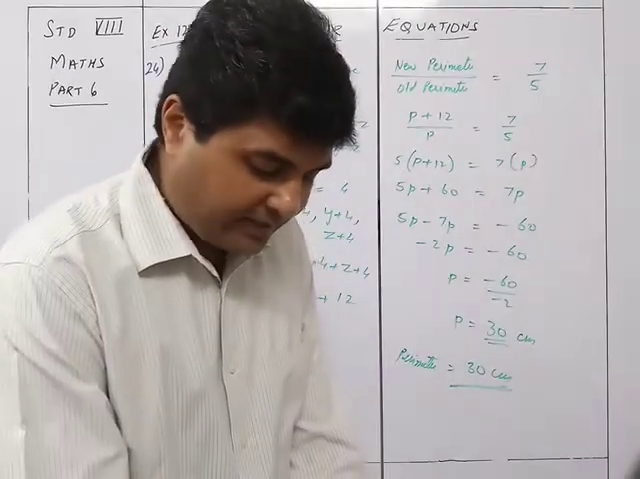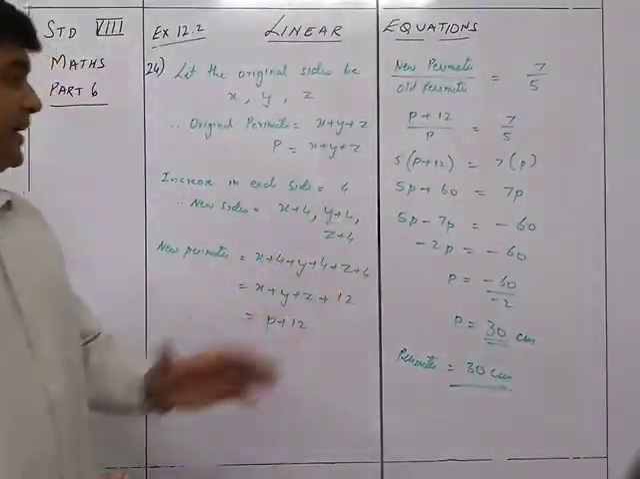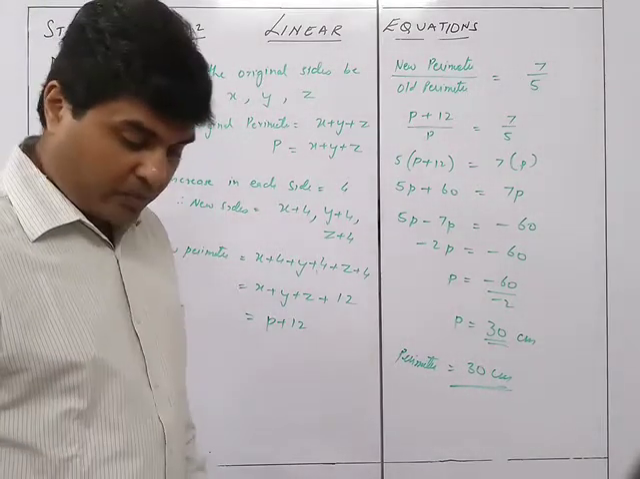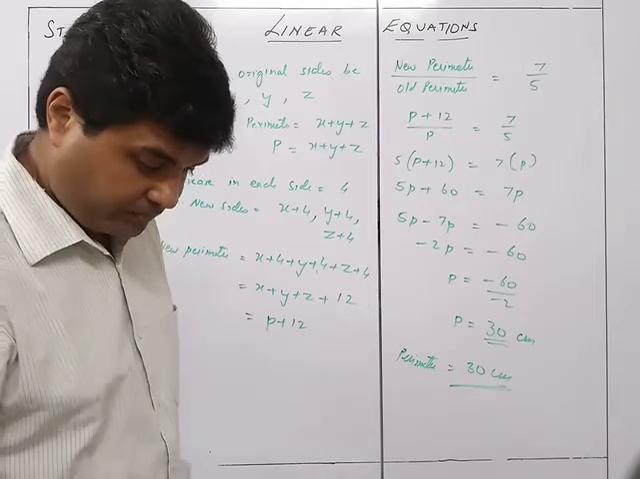Quite an interesting sum. So you need to understand it properly so that you're not making any mistakes. Right? So this was sum number 24. We now move on to sum number 25.